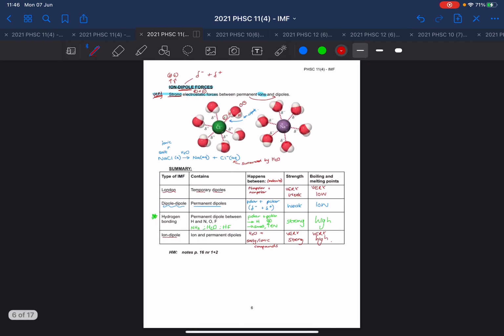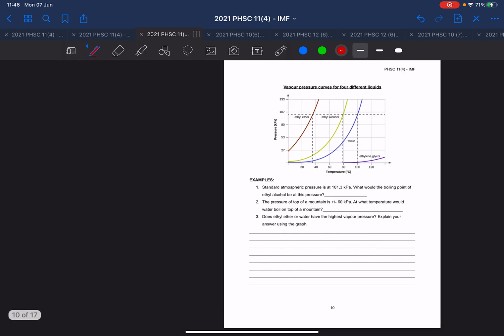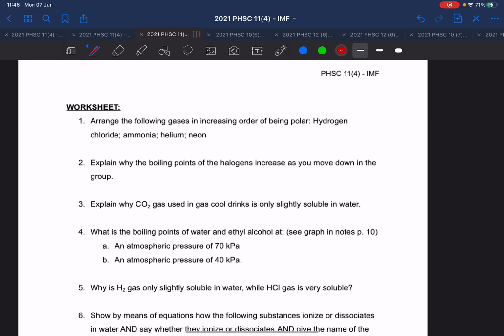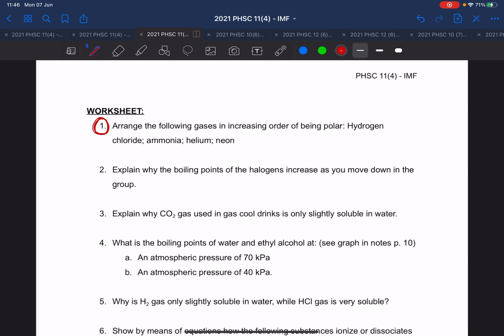What I want you to do for homework is on page 16. I want you to do number 1, just number 1, and there, for each one of them, you must write them in increasing order of polarity, but for each one of them I also want you to write the type of intermolecular force that they have. Right, enjoy your day, grade 11s.